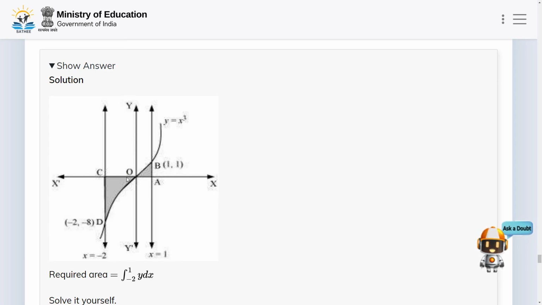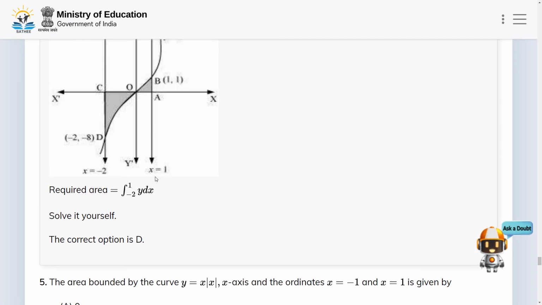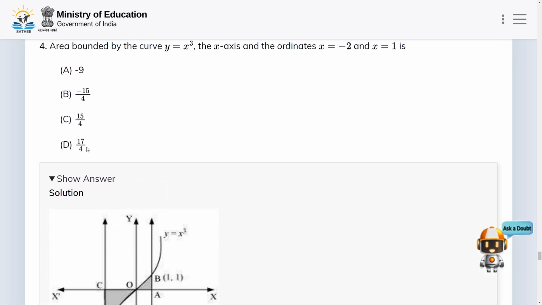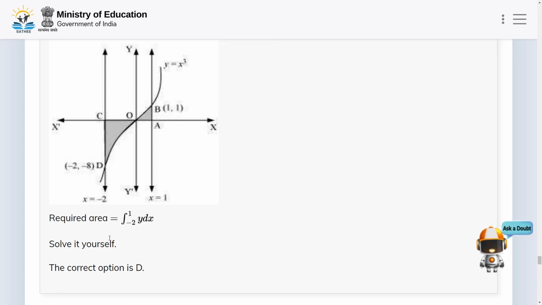So what will be the limits? The limits for OCDO will be -2 to 0, and for OABO the limits will be 0 to 1, as you can see. So what you will get is 17/4 as your answer. Simple. So do it on your own. This will give you the exposure to solve your question. That is how we will approach it. The main things I have already told you, so solve it by yourself.